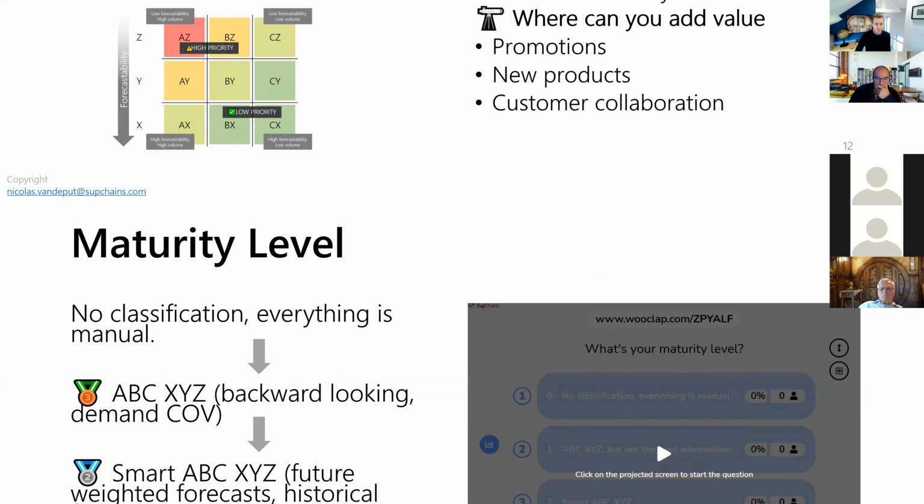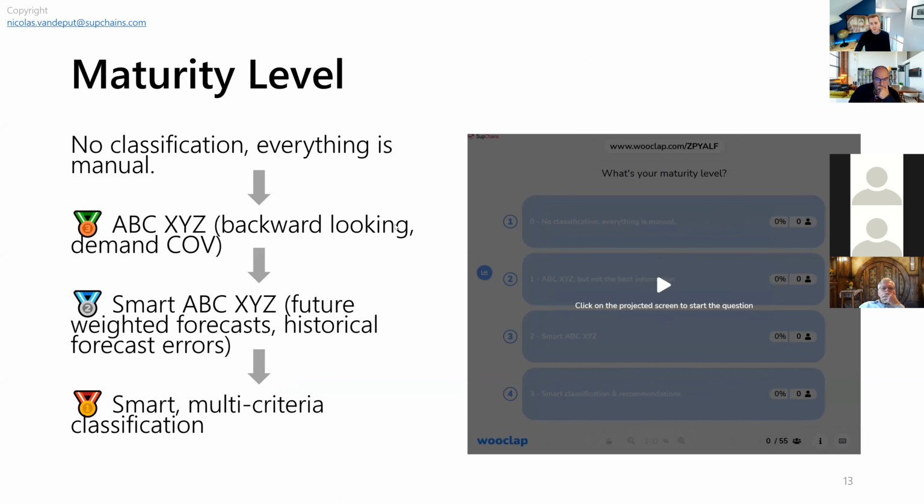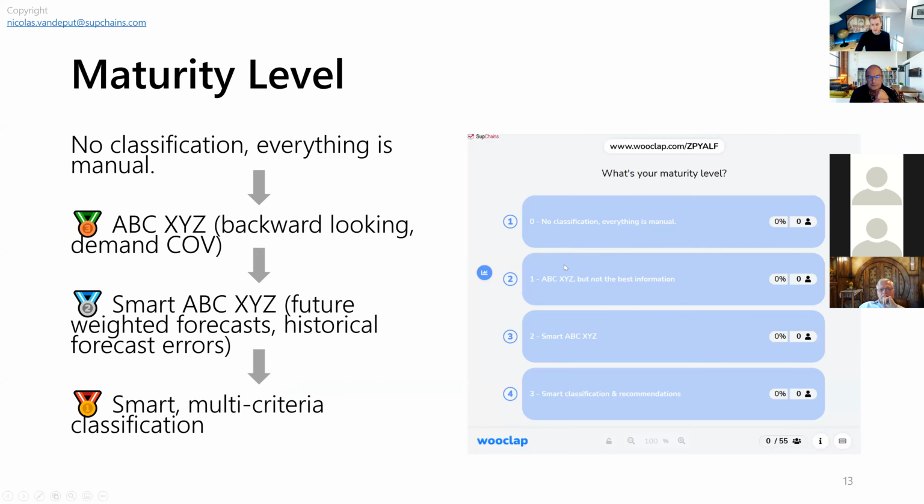Let me ask you then a few questions on Wooclap to see where you stand today. Let me start this question. You can already start answering it. Now, the idea, if you want to represent yourself in a maturity level, is we start at 0, where you would say, I don't have ABC, I don't do anything special, everything is manual. If I work on my forecast, I'm just going to go for it and think about any product I have off the top of my head. The next idea is, no, I'm using this ABC XYZ, but maybe I'm looking at historical sales rather than a forecast. Maybe I'm using COV because I cannot compute forecast error.